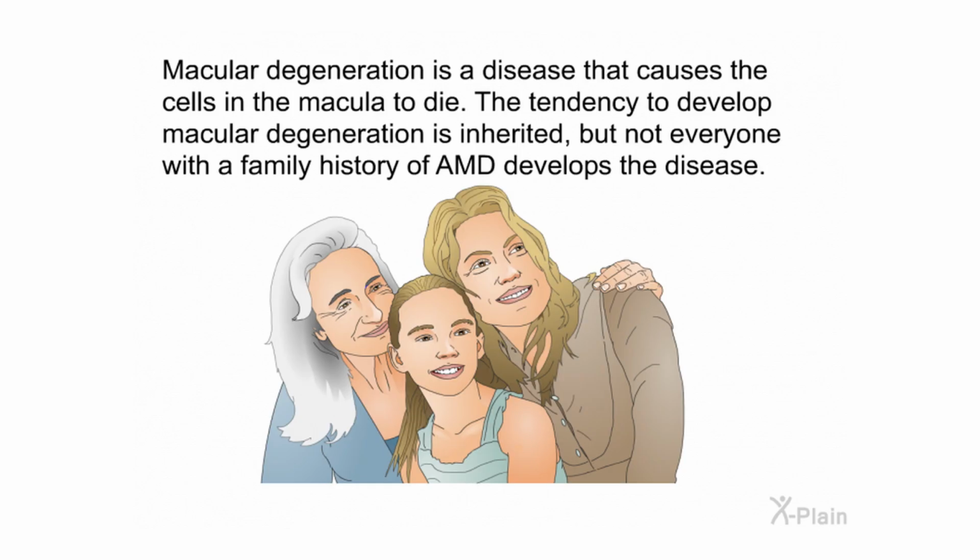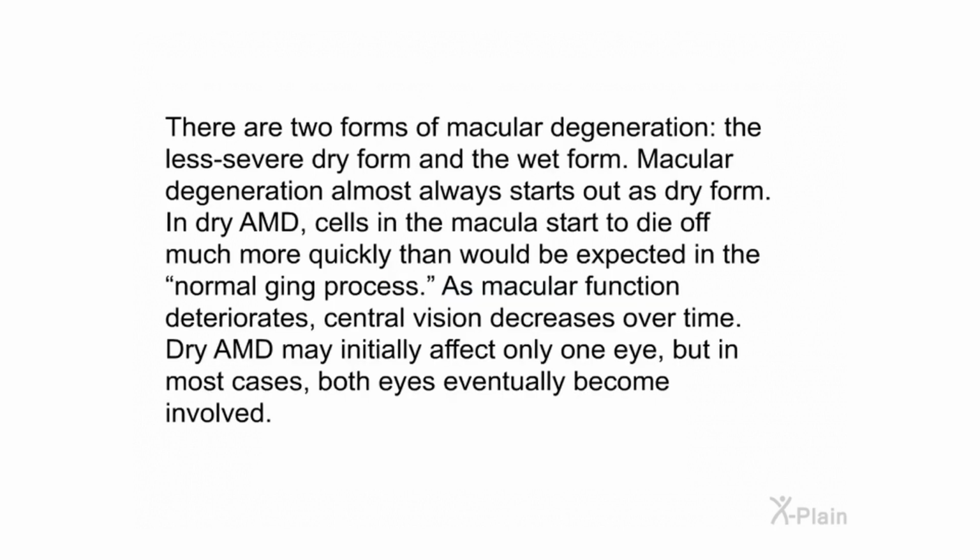Causes. Macular degeneration is a disease that causes the cells in the macula to die. The tendency to develop macular degeneration is inherited, but not everyone with a family history of AMD develops the disease. There are two forms of macular degeneration, the less severe dry form and the wet form.